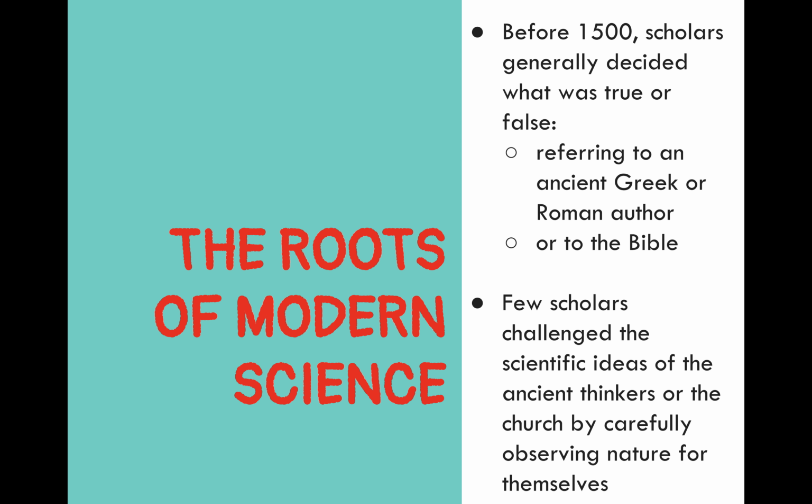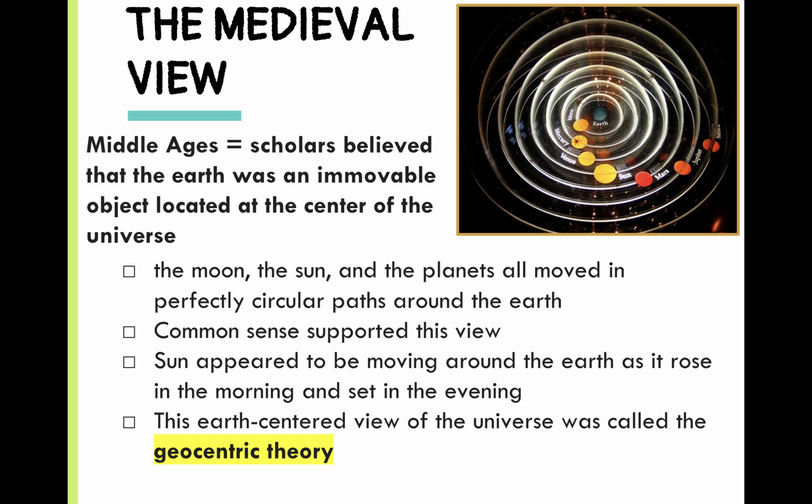So before 1500, scholars are generally going to decide what's true or false based on those ancient Greek teachings, those ancient Roman teachings, or the Bible. That was the foundation for everything. So a few scholars are going to begin challenging those ideas of those ancient thinkers or the church, by very carefully observing nature for themselves, observing things in their own existence, okay? Once they start observing those things, they record them down. Then they're starting to see how things aren't quite aligning right with these ancient teachings that they've believed.